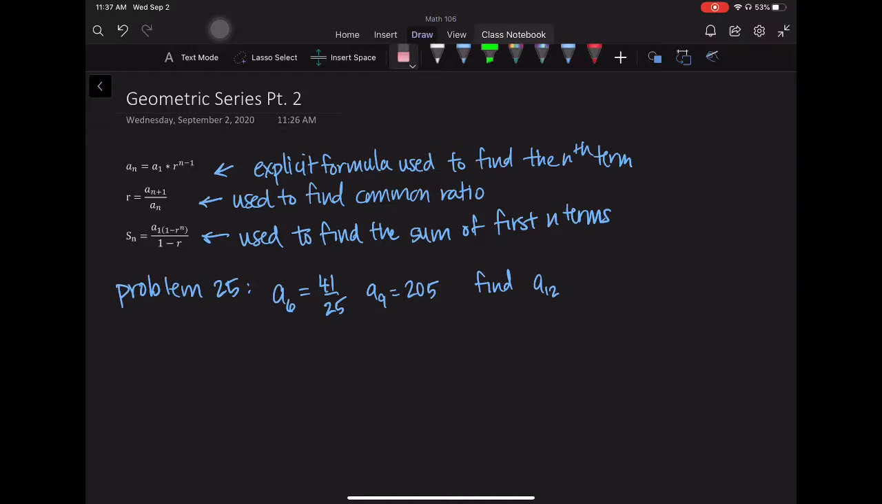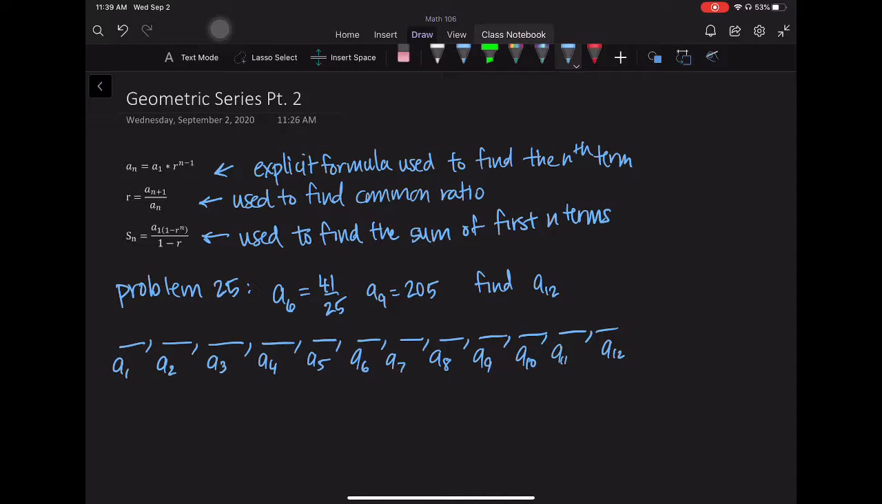Problem number 25 gives us the sixth term is 41 over 25, and the ninth term is 205. And then they ask us to find the 12th term. So first I need to find the common ratio, and then I need to find the 12th term.